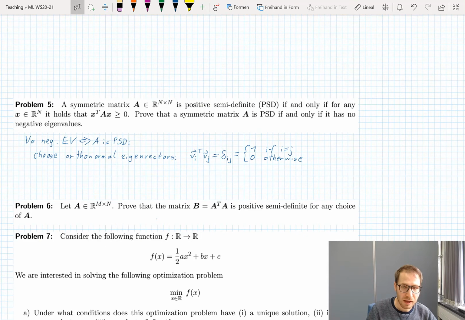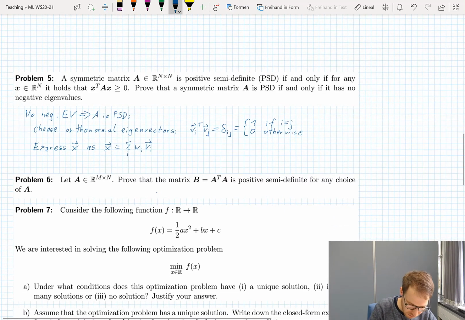Now a set of orthonormal eigenvectors is a basis. So it spans the full n-dimensional space, and therefore we can express any x by a combination of these eigenvectors. So we can express x as x equals the sum over i of wi vi. So vi are our eigenvectors, right?